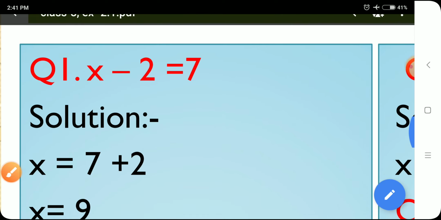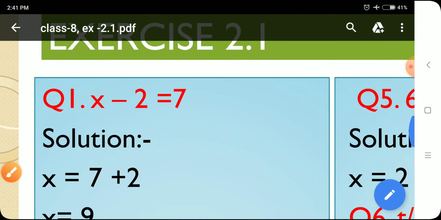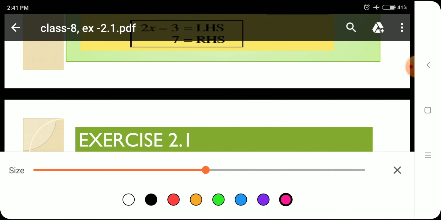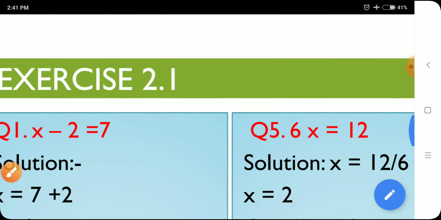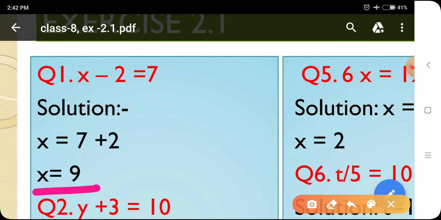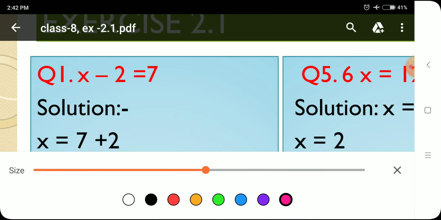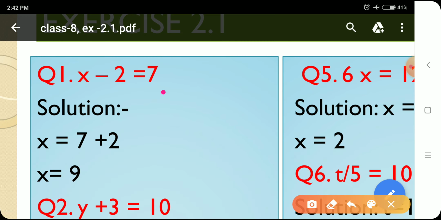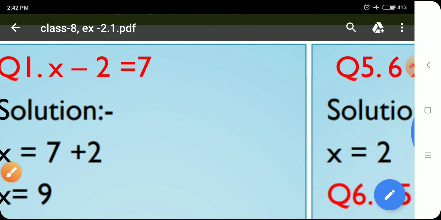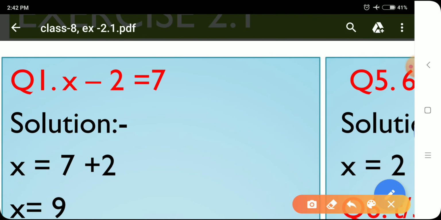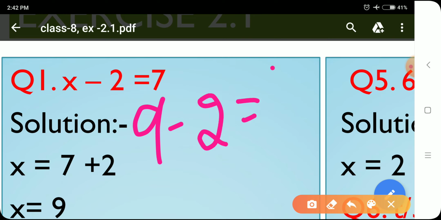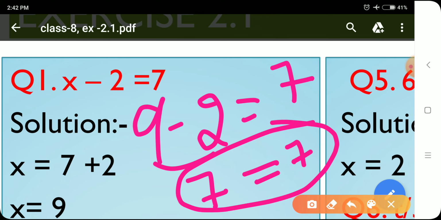For example, in this question x is equal to 9, you got your solution. If you put x is equal to 9 in this equation, you see 9 minus 2 is equal to 7, and 7 is already there. You see the left hand side is equal to the right hand side, therefore x is equal to 9 is correct. You can also verify.